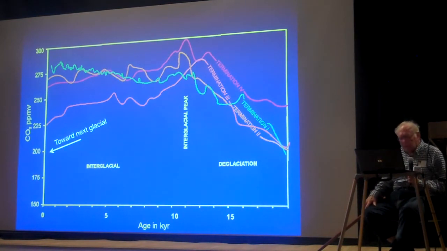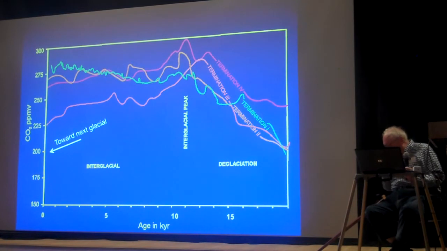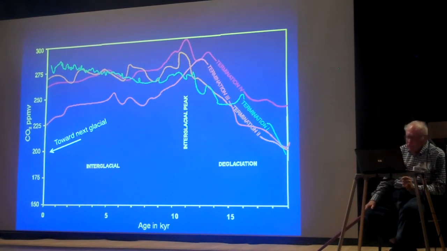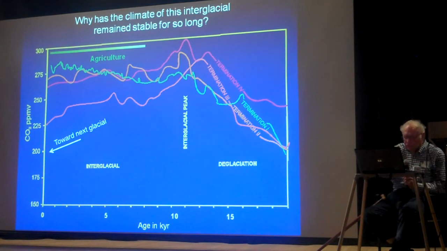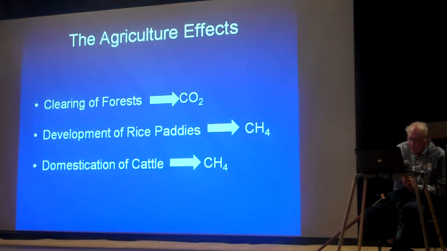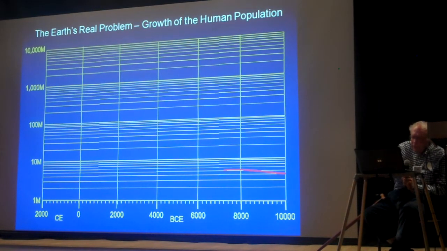It goes over an interglacial peak about 8,000 years ago, and then that peak is low, and then it declines, and then it starts up. And why did it do that? Because of the development of agriculture and the increase of carbon dioxide into the atmosphere by human activities. Clearing of forests to release carbon dioxide, the development of rice paddies to release methane, and the domestication of cattle also releasing methane. Now, the real problem with the Earth is population growth.